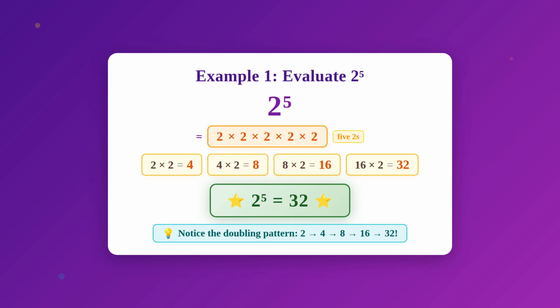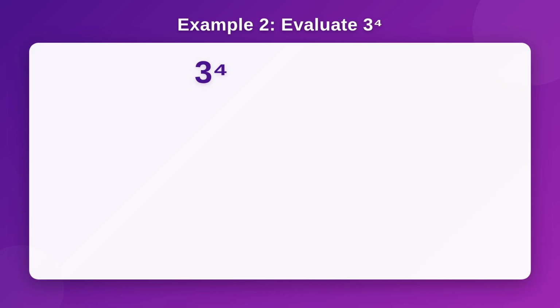2 times 2 is 4, then 4 times 2 is 8, then 8 times 2 is 16, then 16 times 2 is 32. So 2 to the 5th power equals 32. See how each step just doubles the previous answer? Maya noticed that pattern right away, doubling every time.